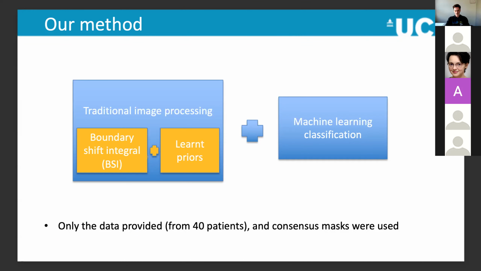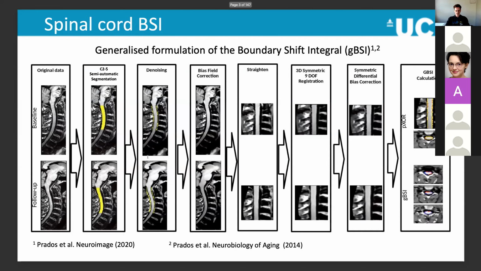But in what is based the traditional image processing, it's based on a pipeline that we developed for computing atrophy that is called boundary shift integral. This pipeline we have applied in brain and spinal cord, in MS and in Alzheimer.